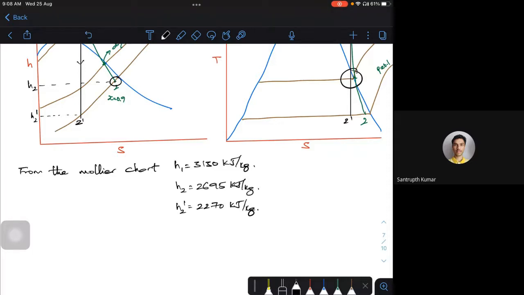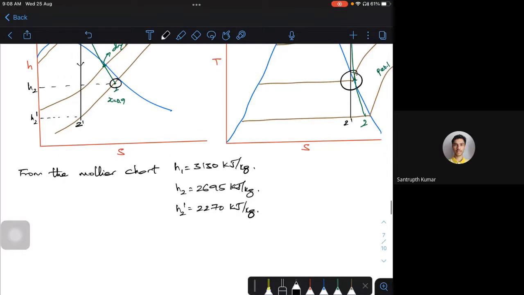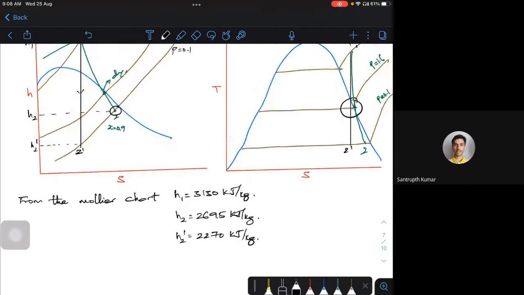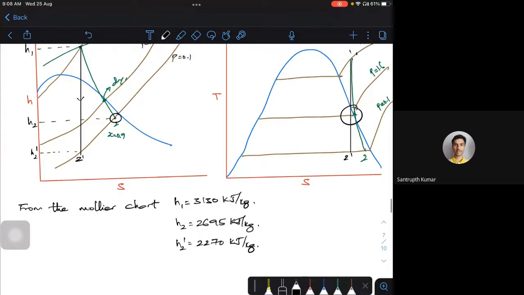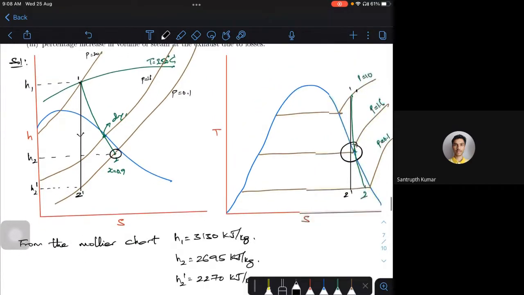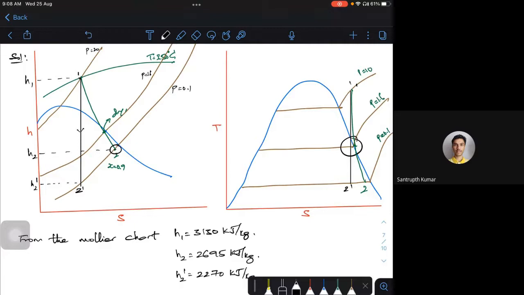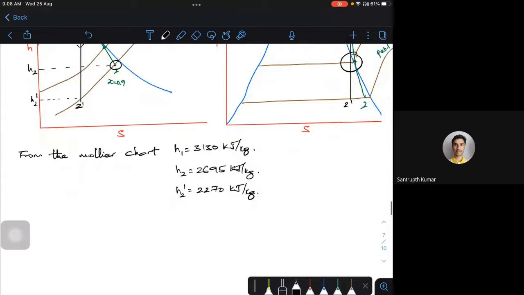So others, what others are doing? So can someone verify these particular values? 3130, 2695 and 2270. So 0.1 bar. Don't get confused. It's 0.1 bar or 0.01 megapascals. You'll be getting roughly the approximate values because I'm using the Mollier chart.